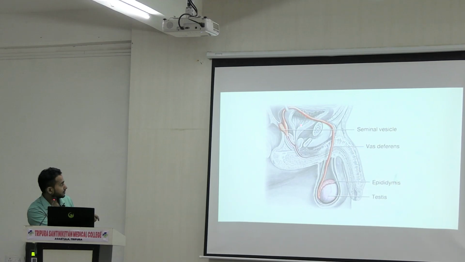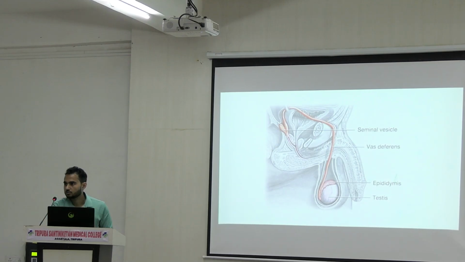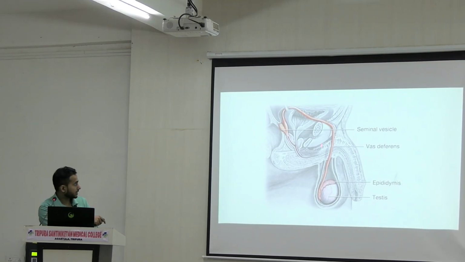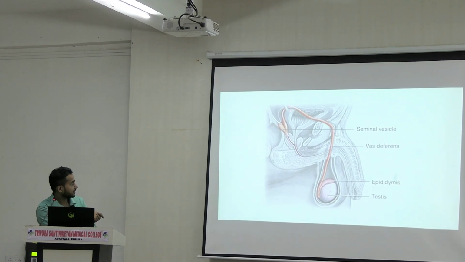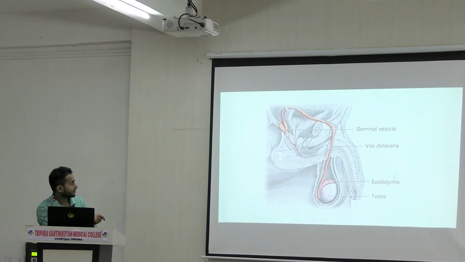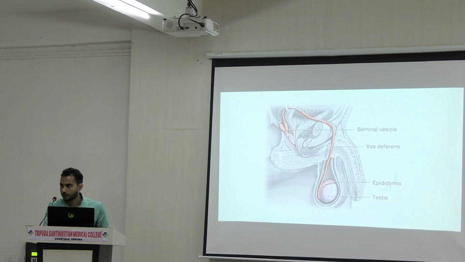Can you see the bladder? This is the prostatic part of the urethra, and in this particular part, it is terminating. So I am talking about this particular duct, which is also called vas deferens. The length is approximately 45 centimeter.